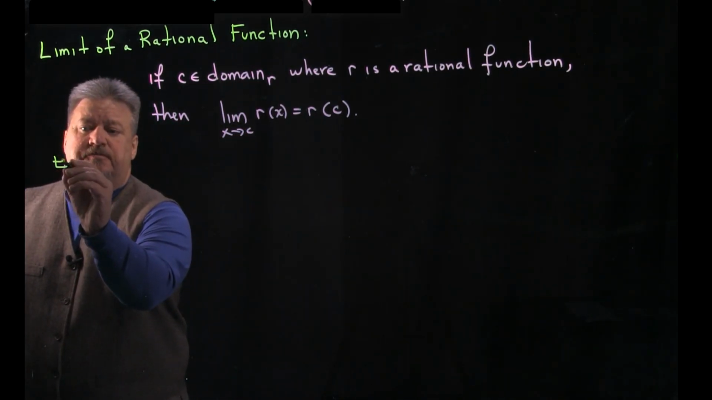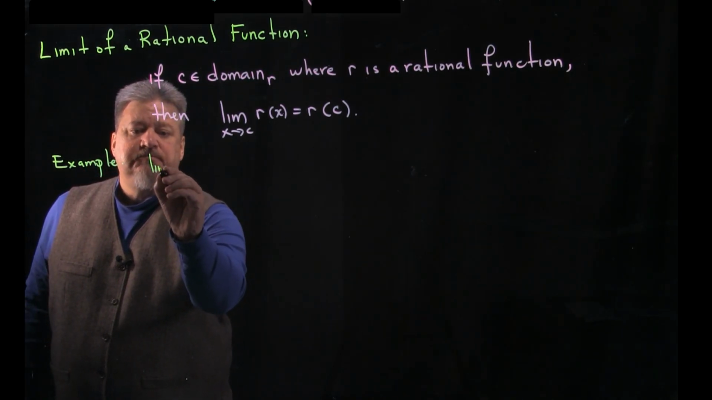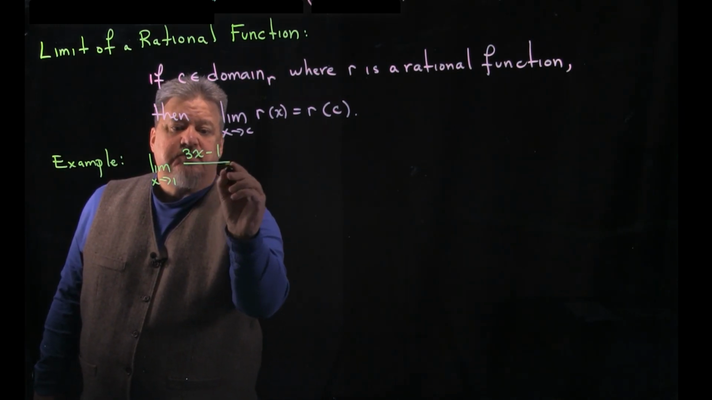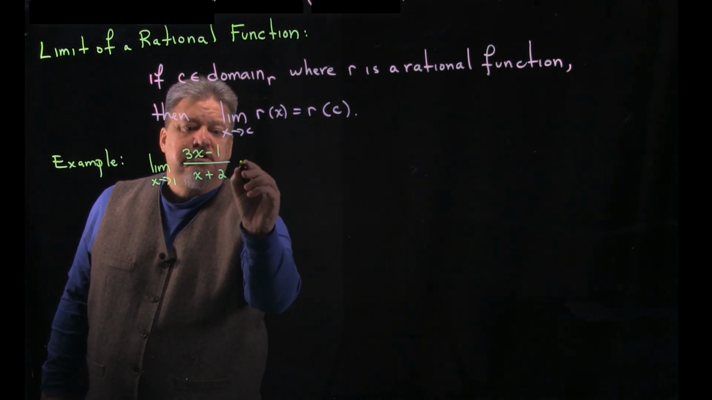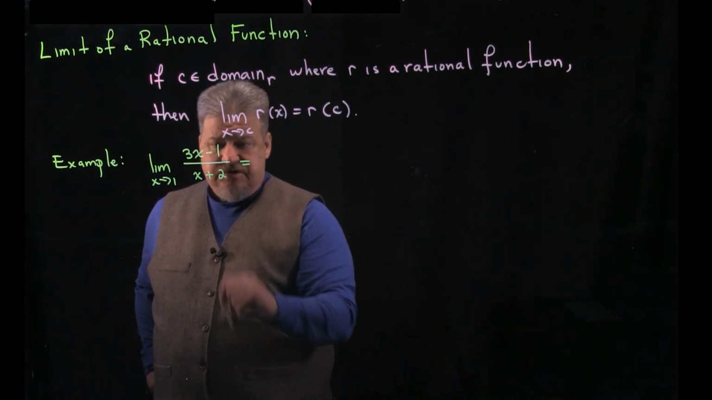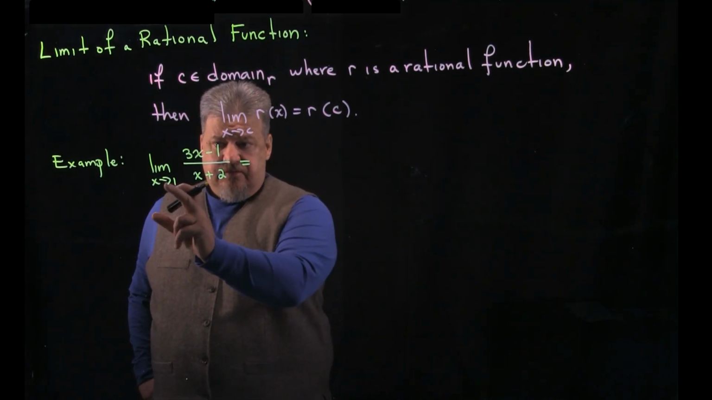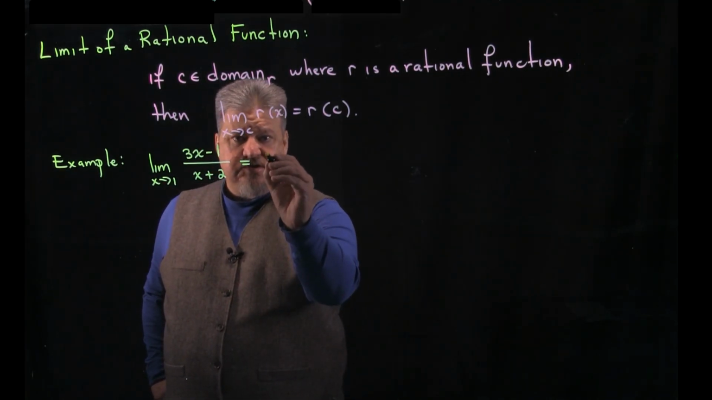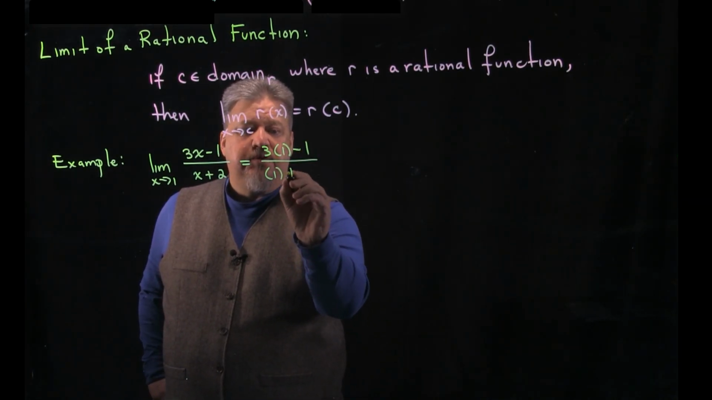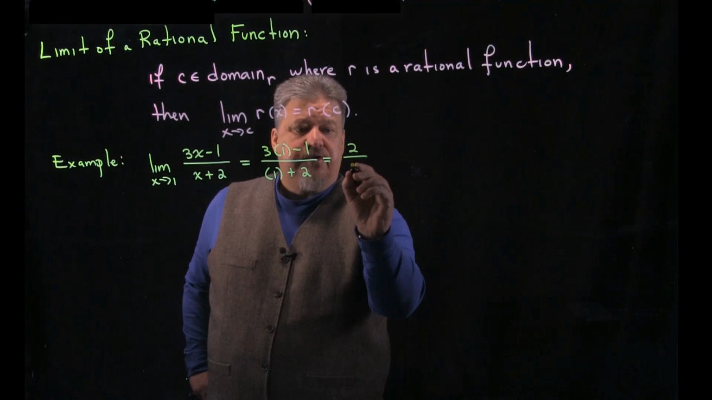So as a simple example, let's look at the limit as x goes to 1 of 3x minus 1 over x plus 2. The first question is, is 1 in the domain of this rational function? The answer is yes, of course, because the denominator is not 0, so you can evaluate functionally. And in this case, we evaluate the limit by evaluating functionally. So the answer is just 3 times 1 minus 1 over 1 plus 2. And whatever this number is, that's the limit. This is 2 over 3.